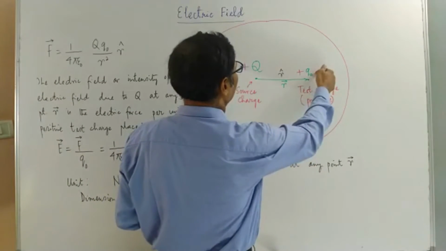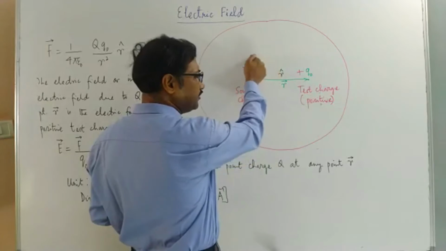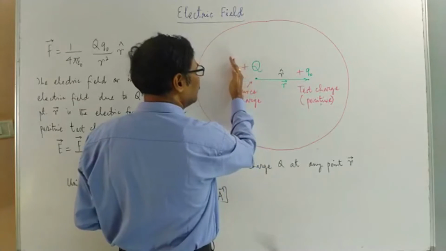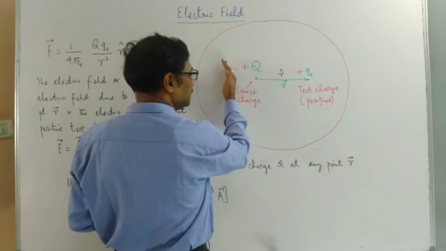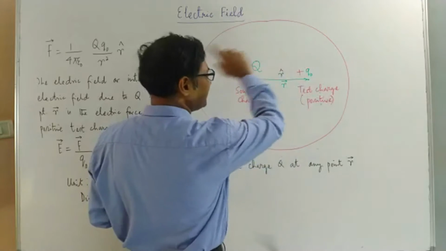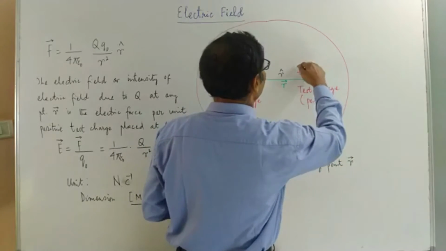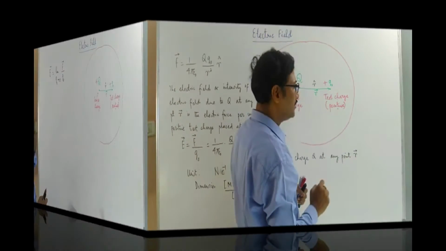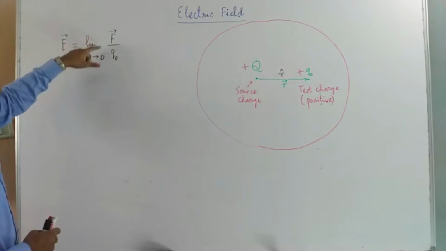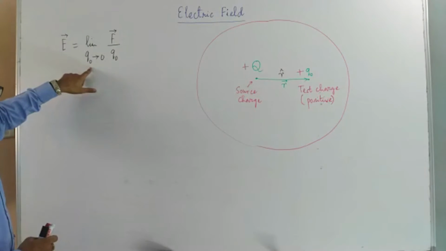When you bring this Q0 charge to this point, this will exert a force of repulsion on capital Q. As a result, this capital Q may move from this position to another position, and its electric field may get modified. So in order to avoid this, we always consider this plus Q0 charge to be very small. Thus the correct definition of electric field is limit Q0 tending to 0 of F by Q0. It means that we are considering force per unit positive test charge where Q0 is very small.